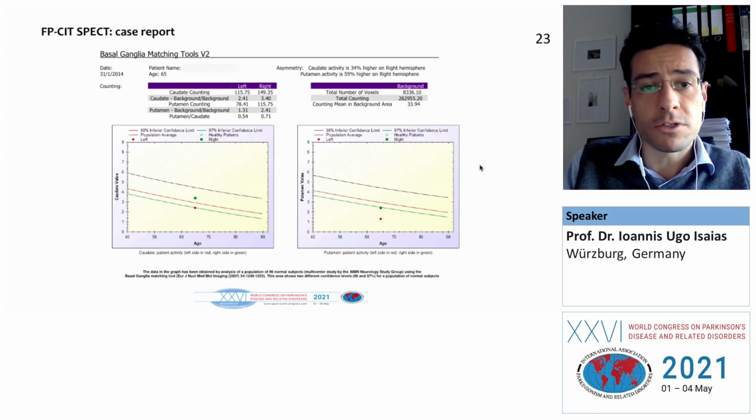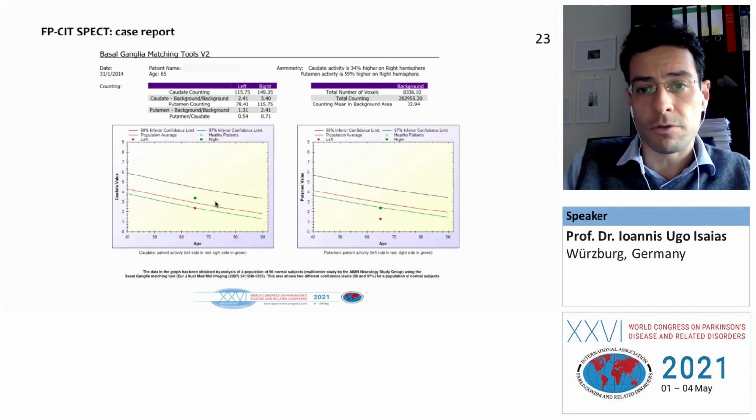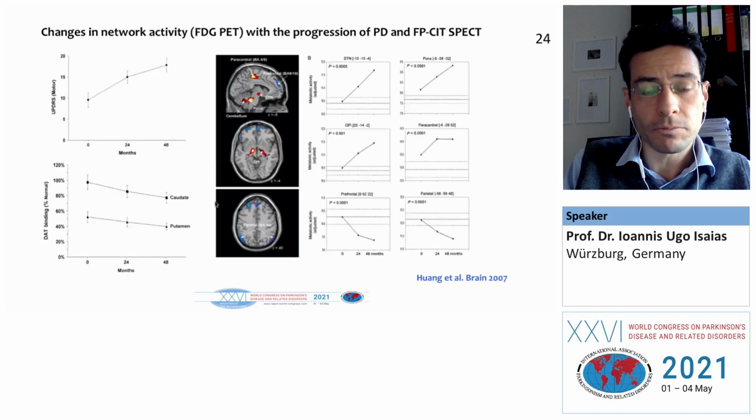There are several software packages for an automatic evaluation of DaTscan measurements. And here you can see on the left side the caudate, left and right, and on the right side the putamen values in this subject, with still a clear asymmetry, mostly again involving the putamen more than the caudate, and the threshold values of healthy subjects.